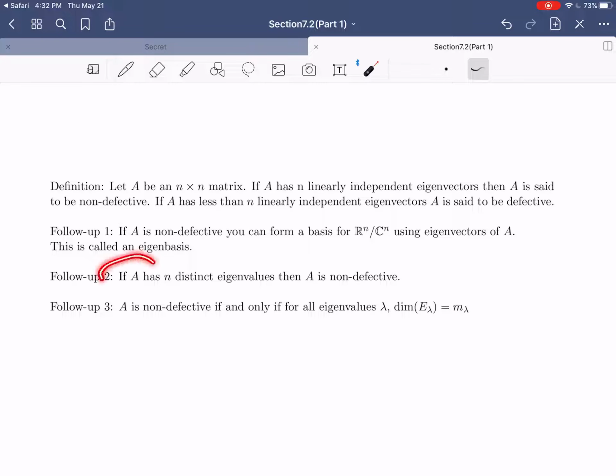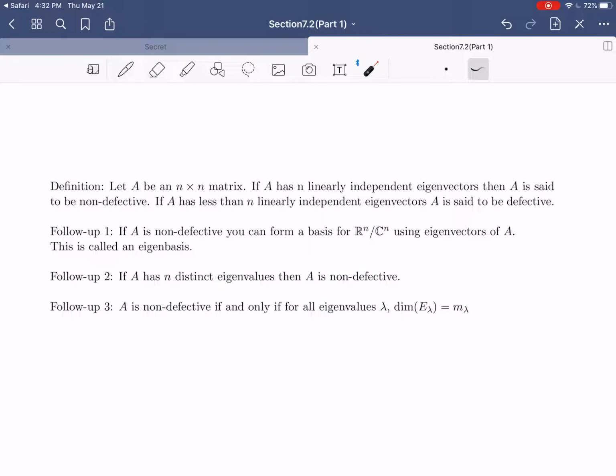You'll notice also that follow-up 2 is a special case of this, because if A has n distinct eigenvalues, then every multiplicity is going to be 1, and this is going to be trivially true. So you know that if you have n distinct eigenvalues, you're automatically non-defective.